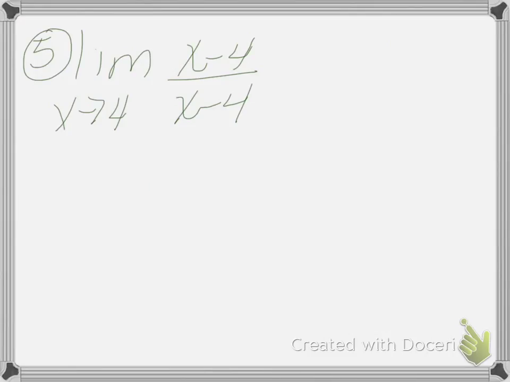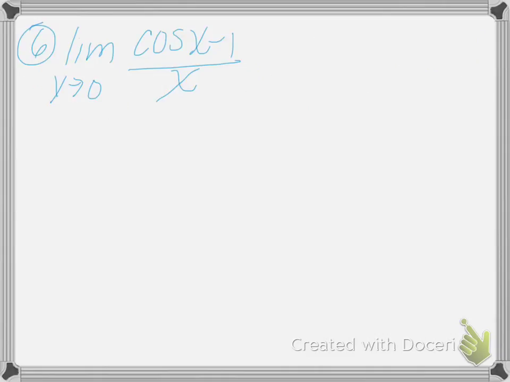This is problem number 5. I cannot substitute, but I can simplify. x minus 4 over x minus 4 is 1. And the limit of a constant is the constant, so the answer is 1. Okay, this is problem number 6. You cannot substitute 0 in for x, so you'll get 0 in the denominator. So you're going to multiply by the conjugate.